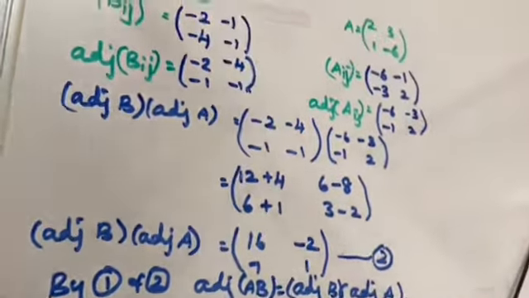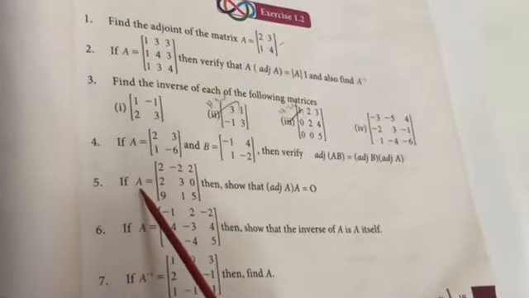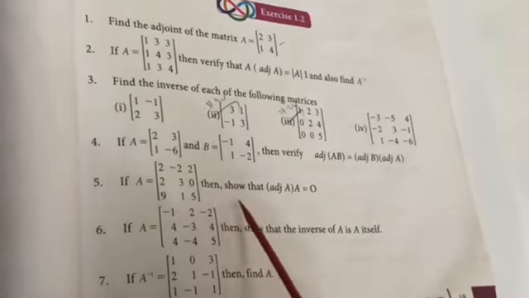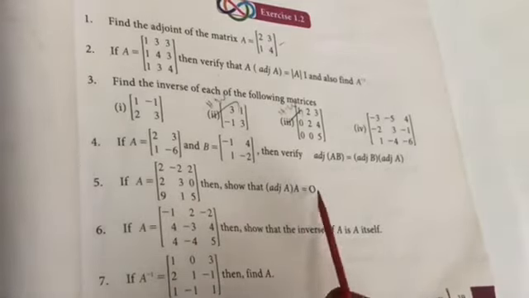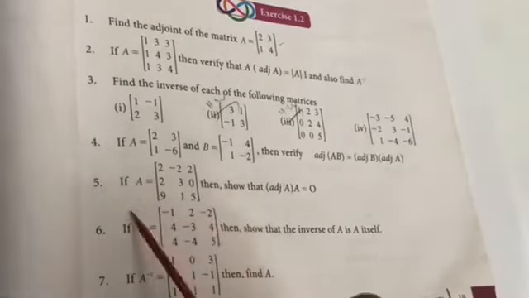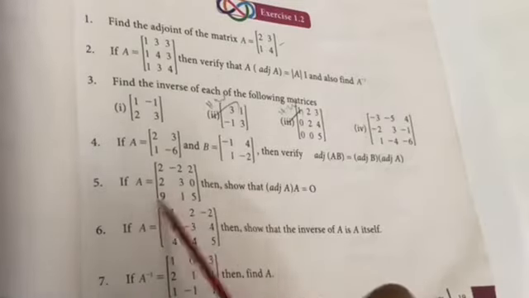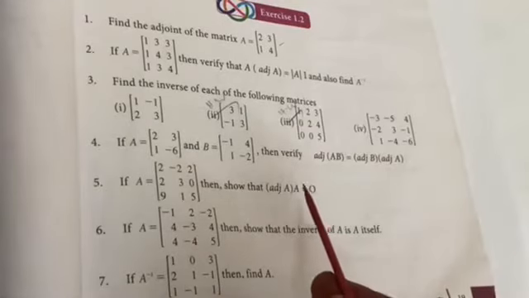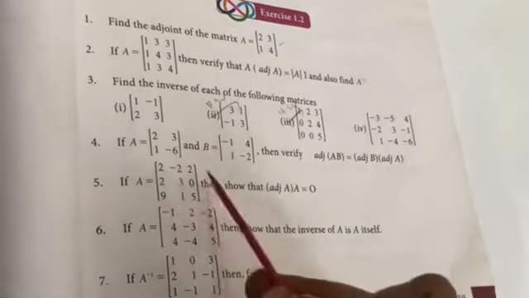Okay, good. So fifth one: if A is equal to 2, minus 2, 2, 2, 3, 0, 9, 1, 5, then show that adjoint A into A is equal to 0, that is the 0 matrix. To prove that, first you have to find adjoint A, the adjoint matrix. Then you should multiply the adjoint A with the matrix A. You have to check whether you get the 0 matrix for this. You should get it. It is very simple.